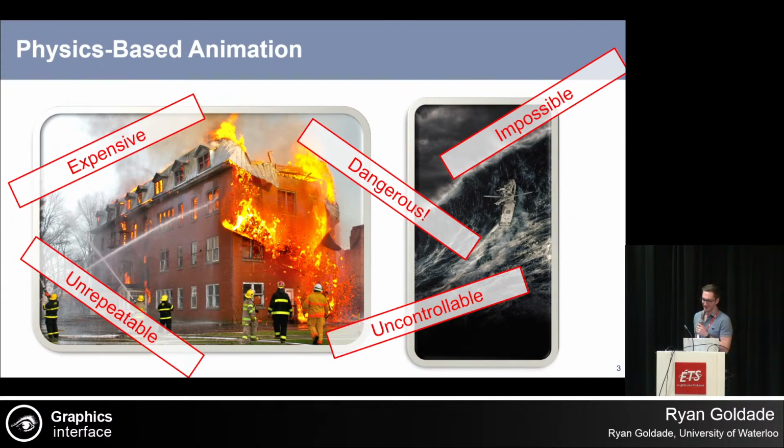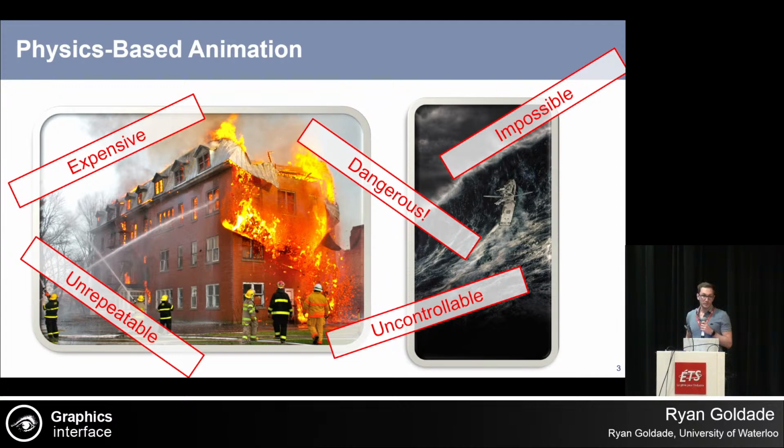All right, let's get on to the talk. Okay, so let's start with why we want to do physics-based animation in the first place. So say a movie studio needs a raging fire or a big storm in one of their shots.